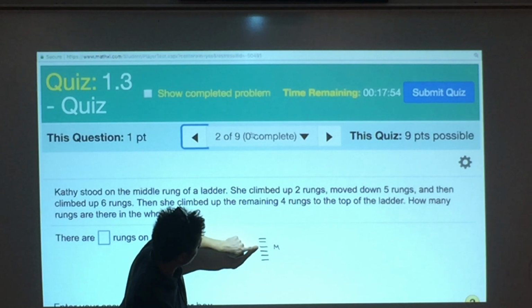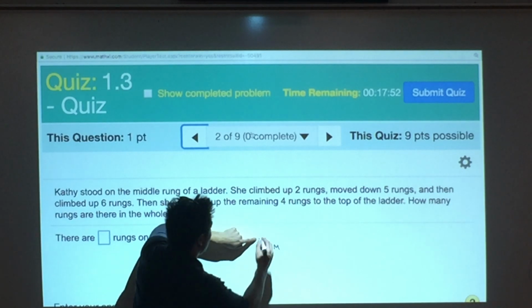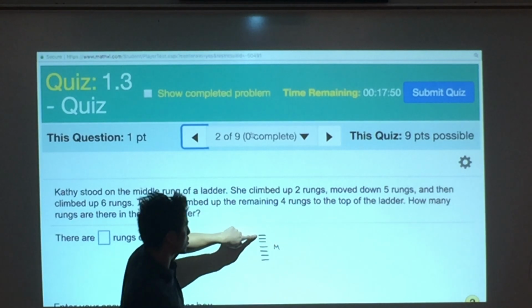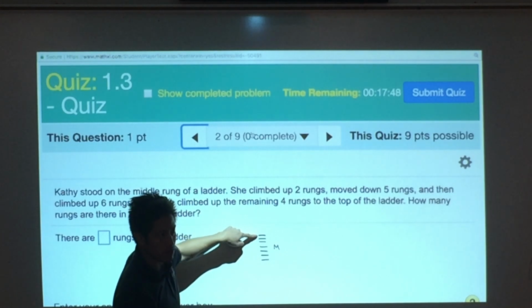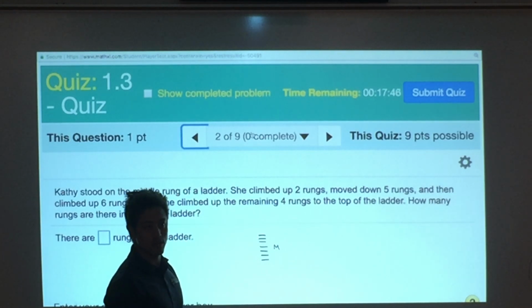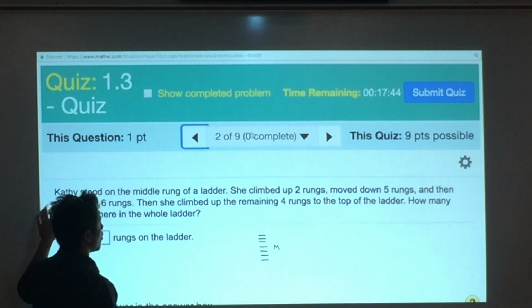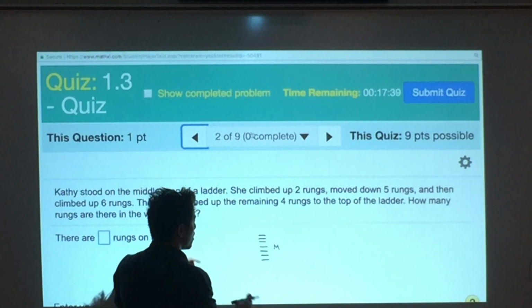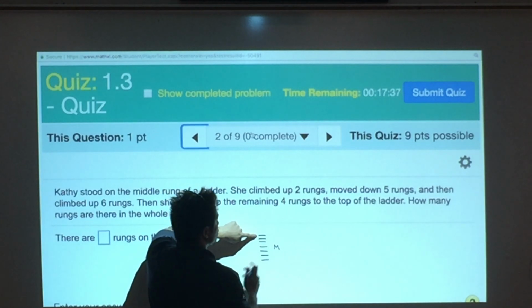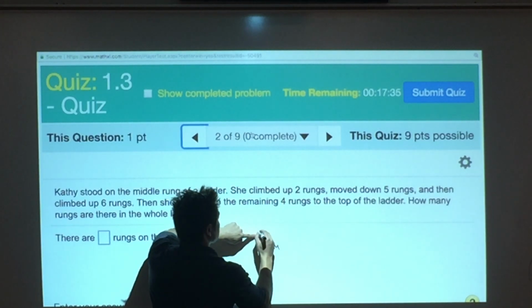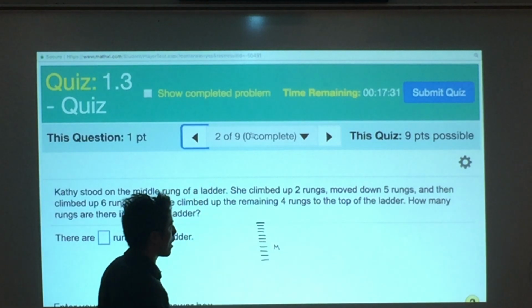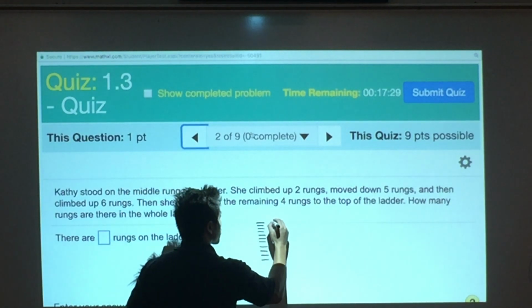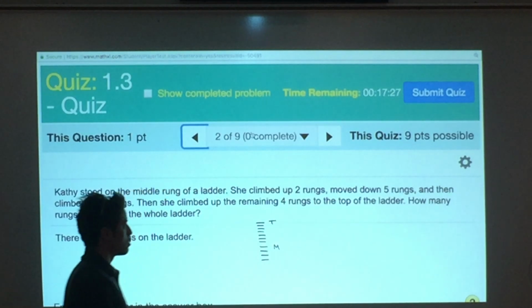1, 2, 3, 4, 5. There's the 6. She's currently here. You see how we're building that ladder right now? And so now, then she climbed up the remaining 4 rungs. So she's here, and they're saying that there's 4 more to get to the top. So there's 1, 2, 3, 4 to the top. So here's the top of the ladder.